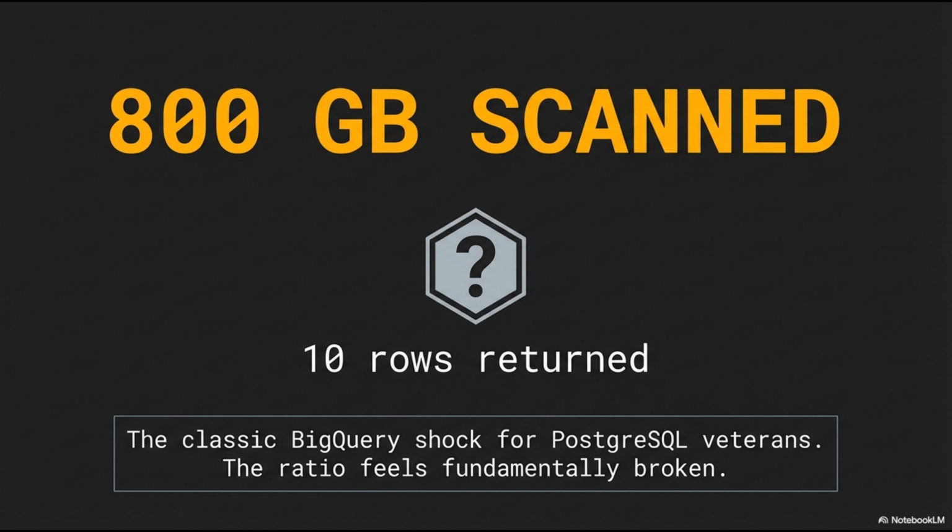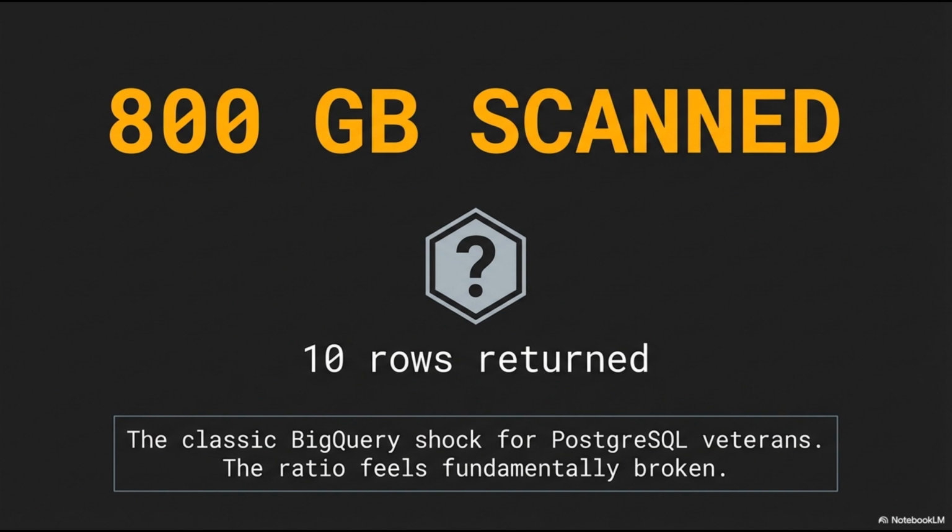Yeah, until you happen to glance over at your Google Cloud billing dashboard, and your stomach just completely drops. Because the query engine just scanned, what, 800 gigabytes of data? 800 gigabytes. I mean, 800 gigabytes to retrieve 10 rows. Yeah, that is the exact moment most engineers who are used to traditional relational databases just want to unplug their router and walk away. I would. Right. Because the ratio of data retrieved to data scanned there just feels fundamentally broken.